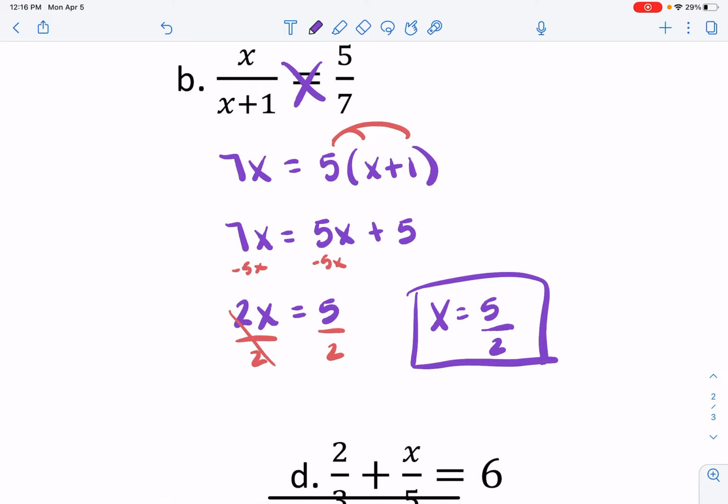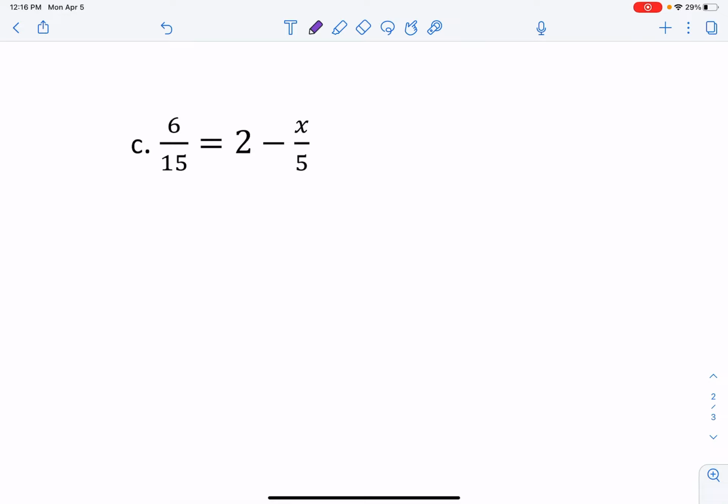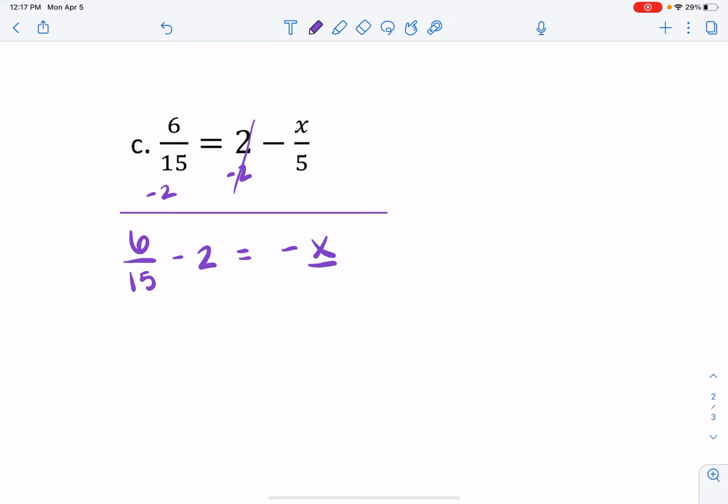Okay. Let's go to letter C. All right, this one's a little bit trickier because we've got some fractions involved, but that's okay. We've got 6 over 15 is equal to 2 minus x over 5. So let's go ahead. Remember, we're trying to get x by itself. So I think the easiest thing to do here would be subtract 2 on each side. So that cancels, and we're left with 6 over 15 minus 2 is equal to negative x over 5.